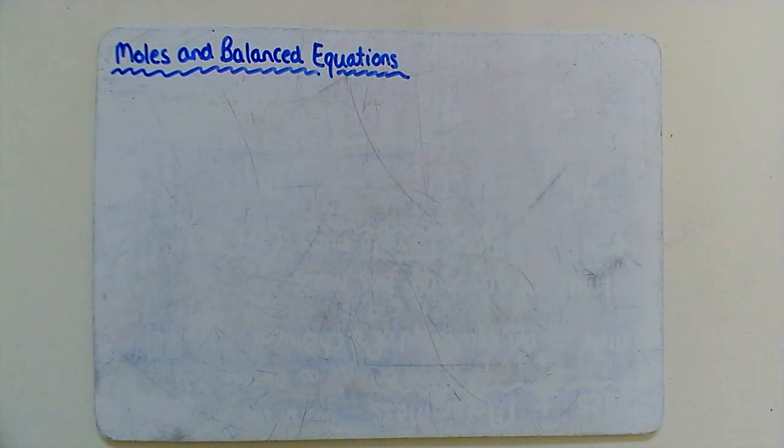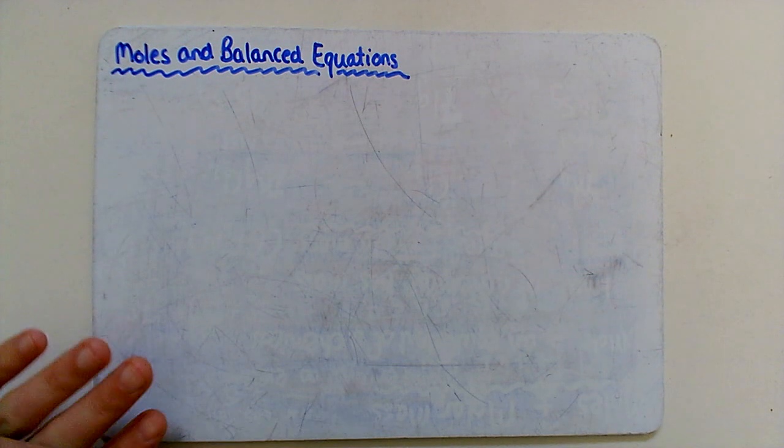So this lesson is going to look at moles and balanced equations. In the previous lesson, we looked at how we could use calculations to work out, if we had a mass of a particular chemical, how many moles that was, or if we wanted to measure out a particular number of equivalents or number of moles of a chemical, what mass that would be. And we had two equations.